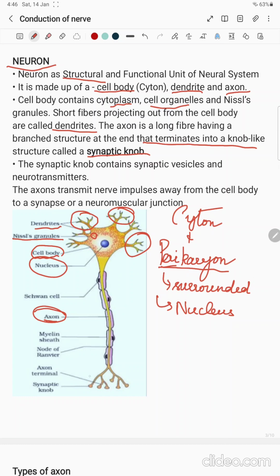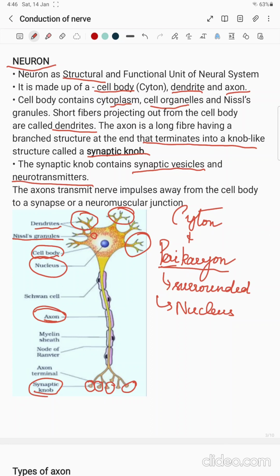Just as the alveoli are situated at the terminal bronchioles, at the terminal end of the axon branches you can see many bulb-like structures, which are called synaptic knobs. So the synaptic knob contains what? It contains synaptic vesicles, which are nothing but stores of chemicals, and also neurotransmitters. There are many neurotransmitters present here.